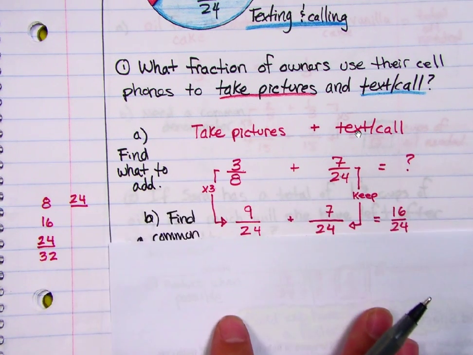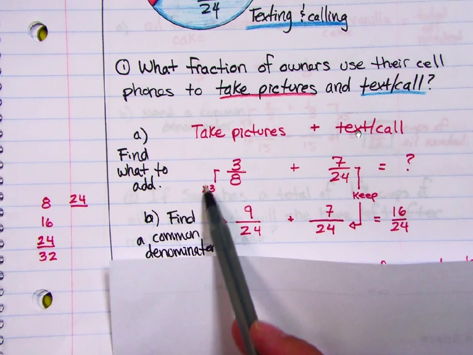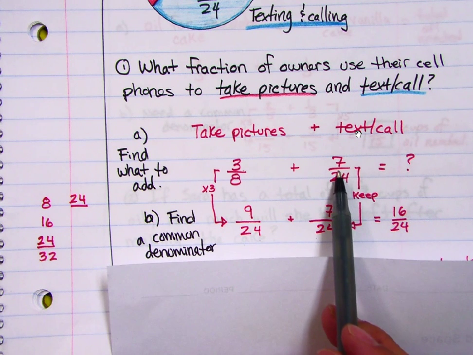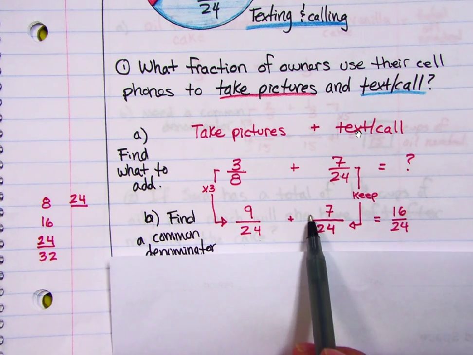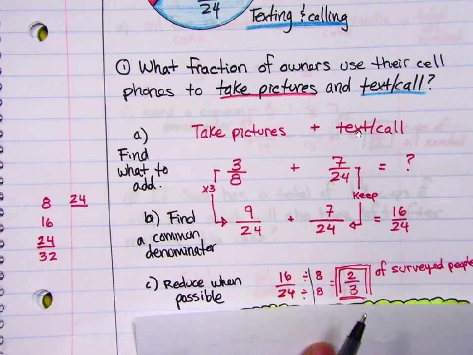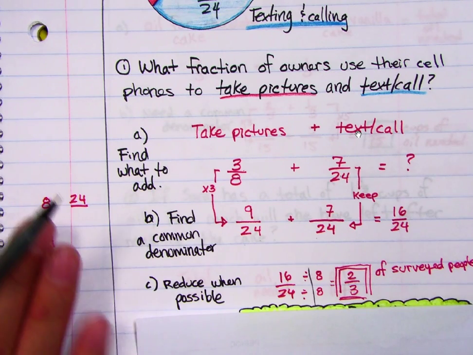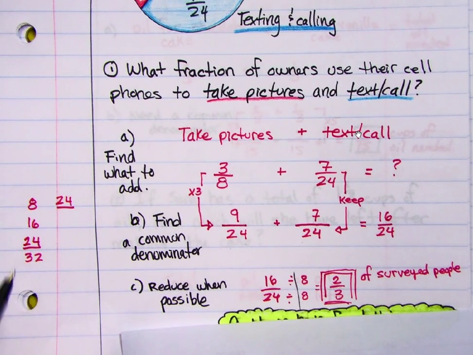So this first fraction, I had to multiply both the top and bottom by 3 to get 9/24. The other one I kept the same, and now that we have the common denominator, we can add across and get 16/24. But I'm not done. I need to then reduce if possible. So I'm going to reduce by dividing both by 8, and I get 2/3. So 2/3 of the people surveyed like to take pictures and or text and call.